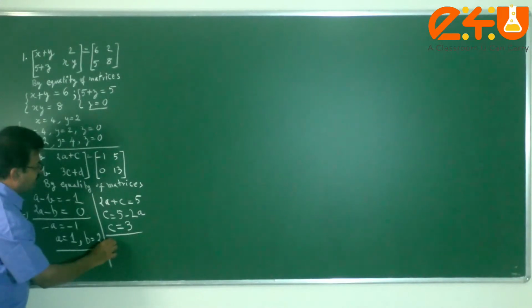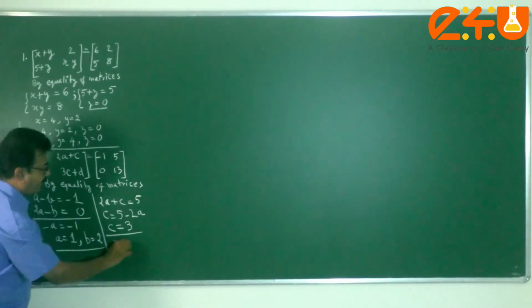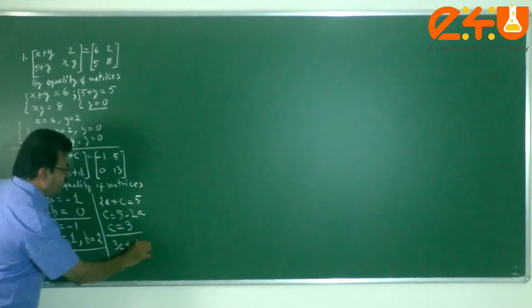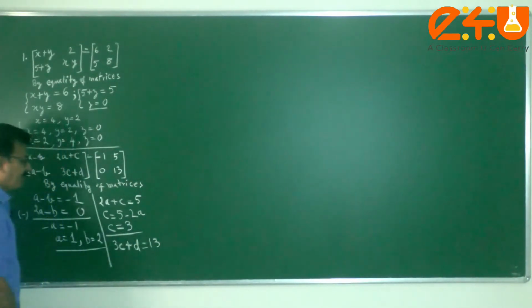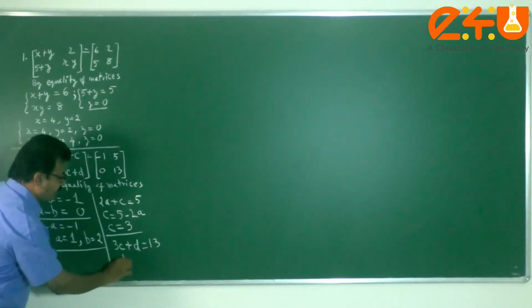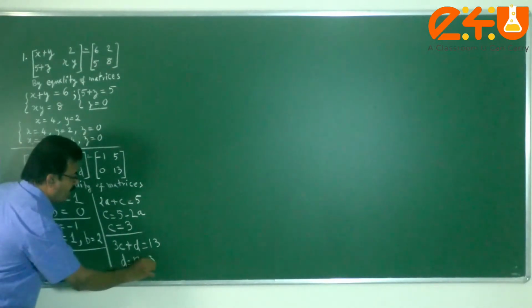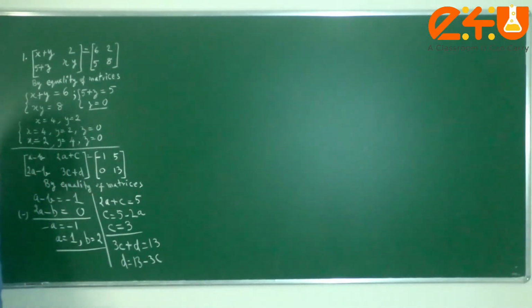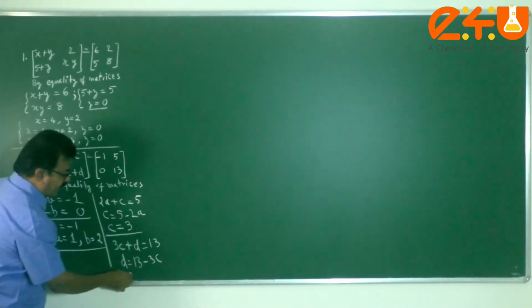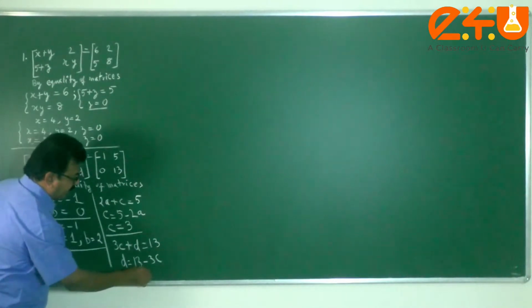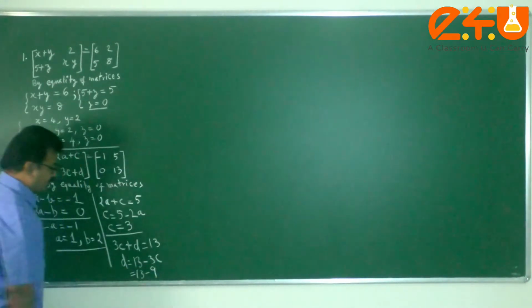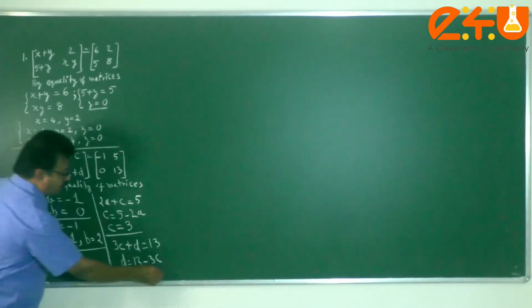Apply C is 3 in position 2, 2. From position 2, 2, we are getting this simple relation: 3C plus D is 13. Therefore D is 13 minus 3C. And C happens to be 3. Therefore 3C is 9. Therefore 13 minus 9, therefore D is 4.